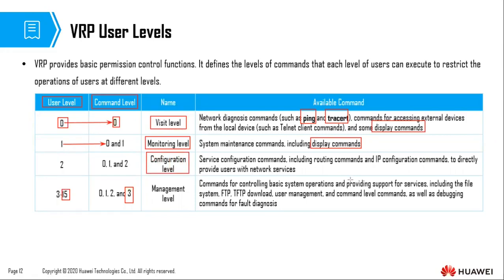So configuration level simply means that you can now configure routing protocols, IP configuration commands, and provide users with network services. Then the last one, of course, is the management level, meaning you can now do everything, including creating users, assigning them to certain services like FTP, TFTP, Telnet, and user management. You can change their command levels or user levels.